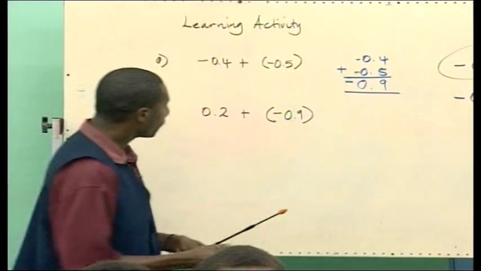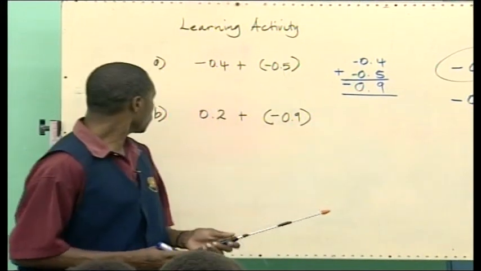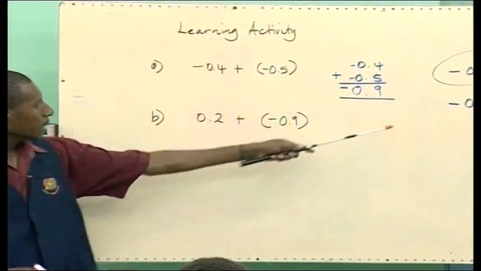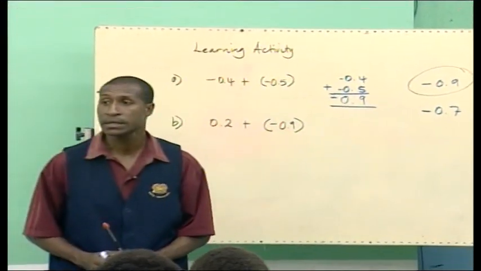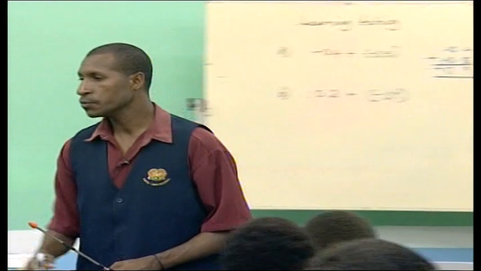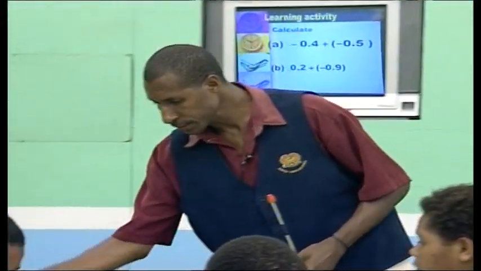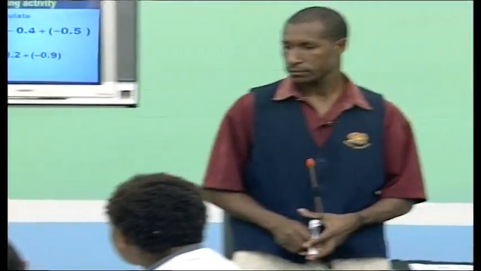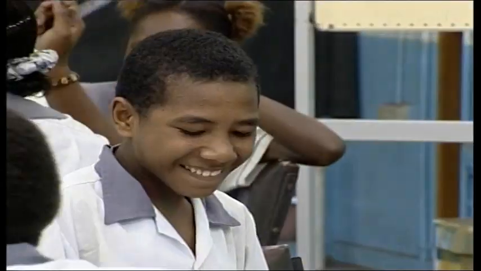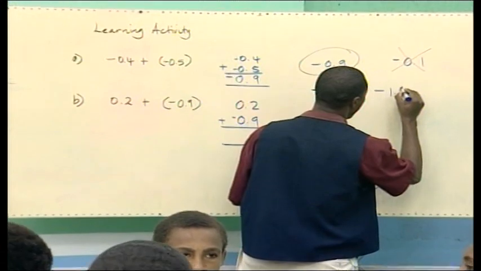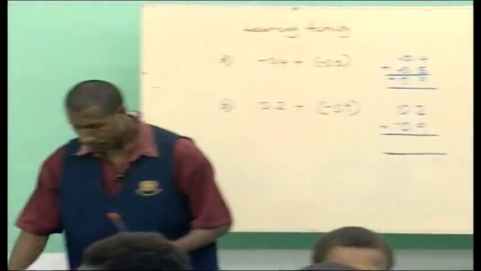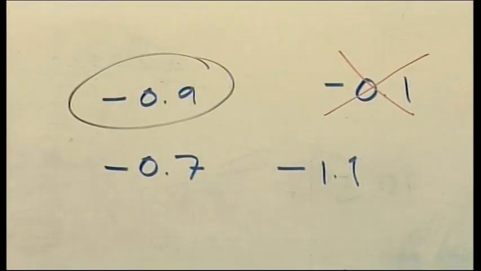Now what is our answer for B? We have only one answer here, negative 0.7. Any more different answers? Okay, we have our friend here who got a different answer: negative 1.1.